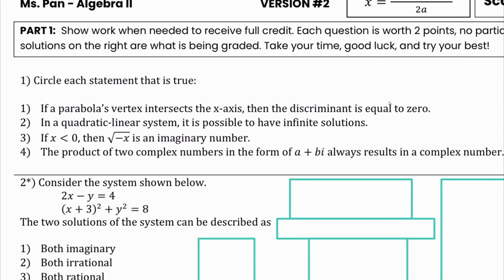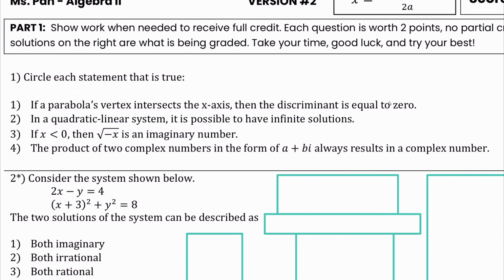So number 1 says, if a parabola's vertex intersects the x-axis, then the discriminant is equal to 0. So what that tells us is as such. If the parabola's vertex intersects the x-axis, that tells us that there only exists one solution. And so let's think about that.